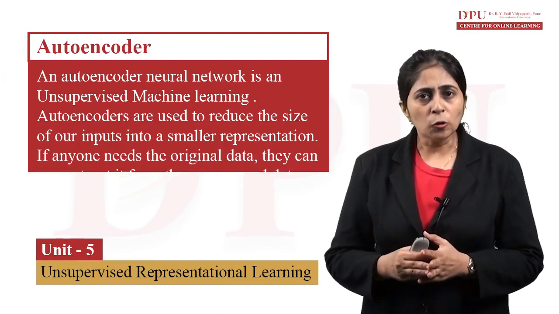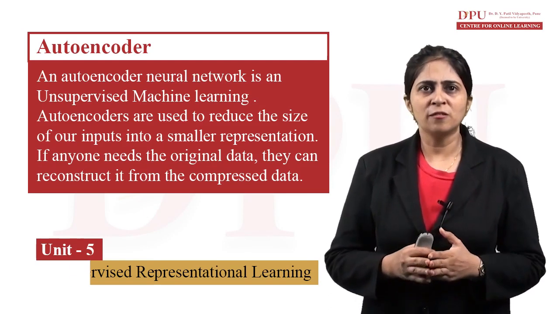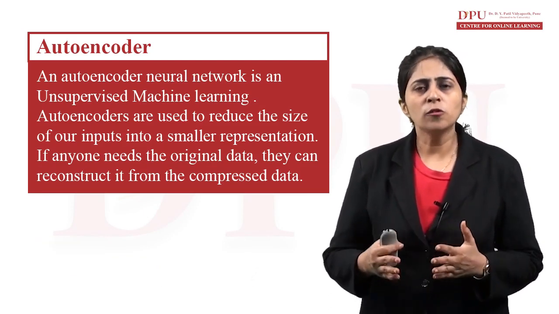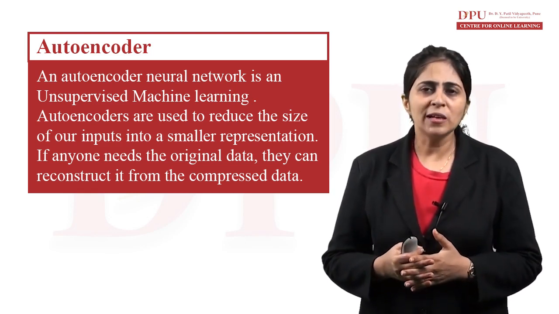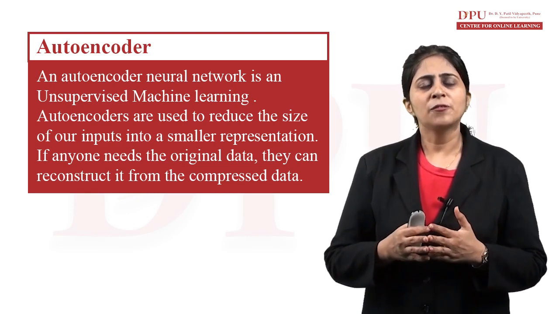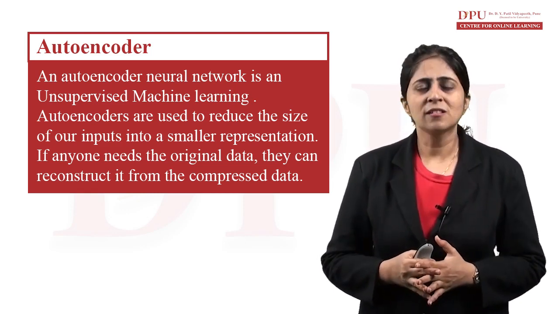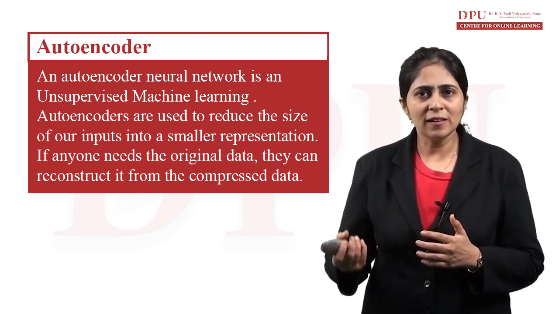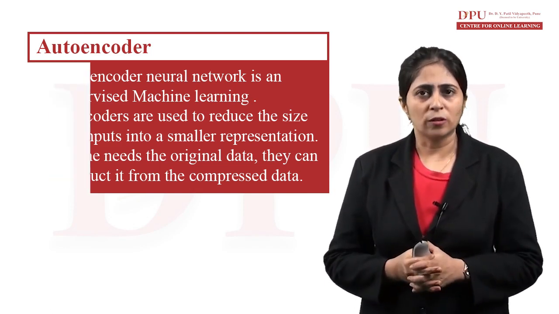Autoencoder. So autoencoders are neural networks, an unsupervised machine learning technique. Autoencoders are used to reduce the size of input into a smaller representation. We have seen earlier that an autoencoder is basically divided into three parts: one is the encoder, the last one is the decoder, and in between we have the code.